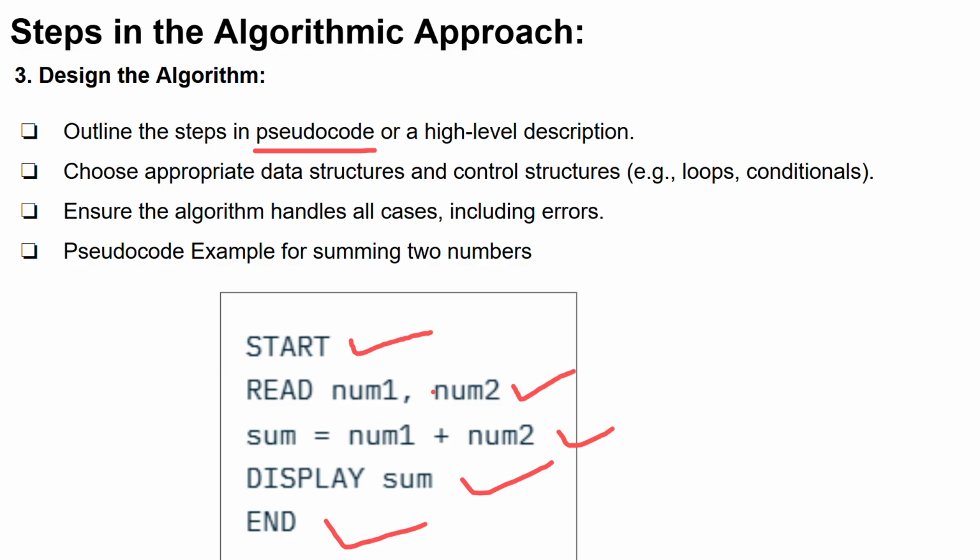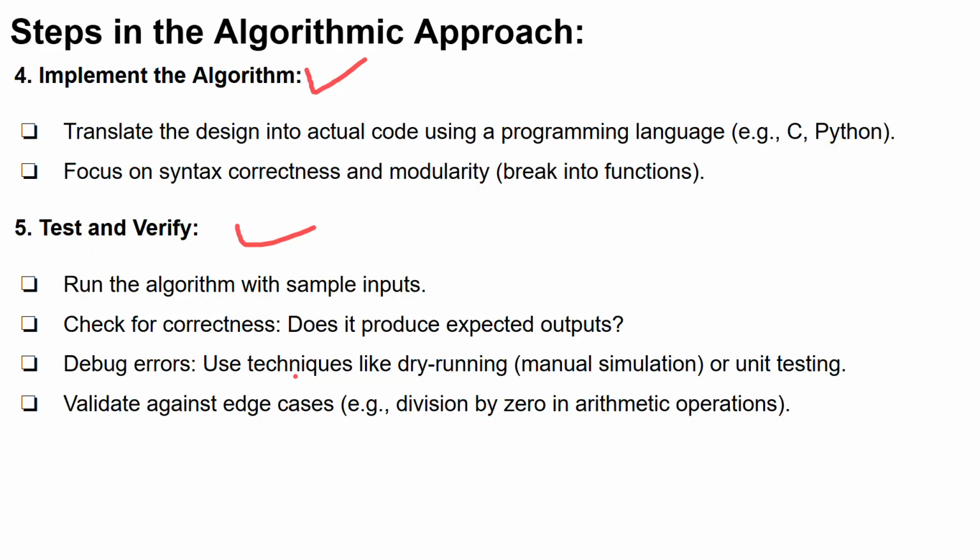After designing the algorithm, we have the implementation of the algorithm. Implementation of an algorithm is simply writing the code. We will be learning the C language, so we will write our code in C. If you are learning Python, the algorithm should be converted into Python code, but here we will be converting it into C code.